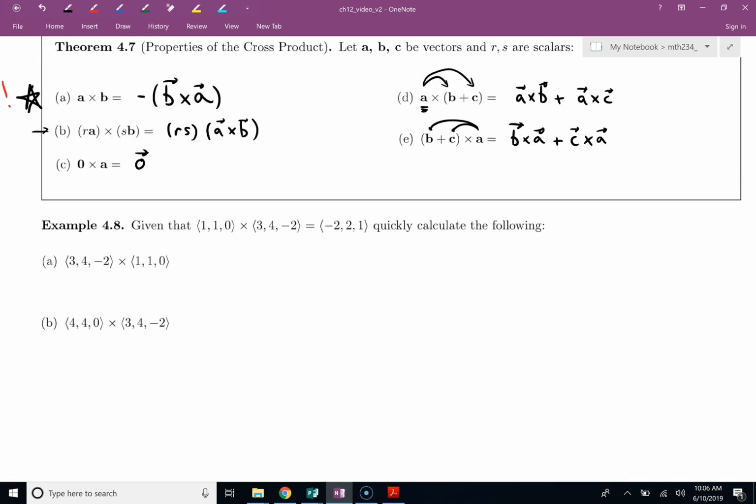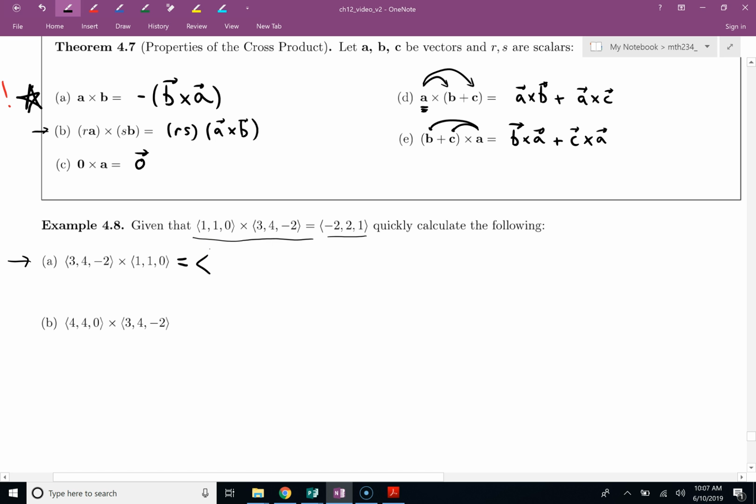So I'm going to tell you that if you do the cross product between these two things, and while we could calculate it out, I'm just telling you that it is -2, 2, 1. Let's go ahead and quickly calculate the following. Here's something very similar. The only difference is that they're in the opposite order. So this is basically like A cross B up here, and then we have B cross A.